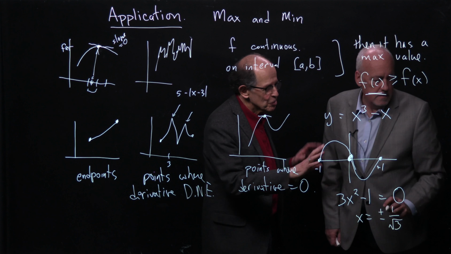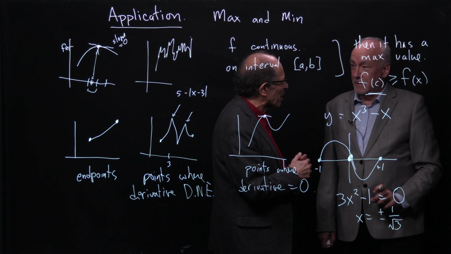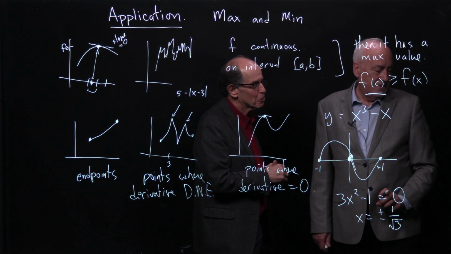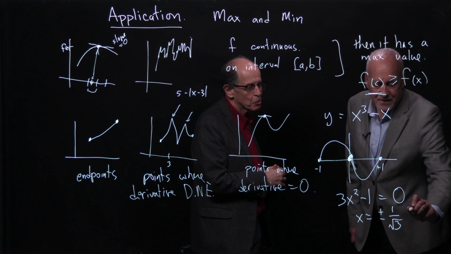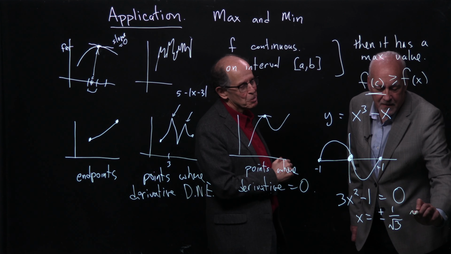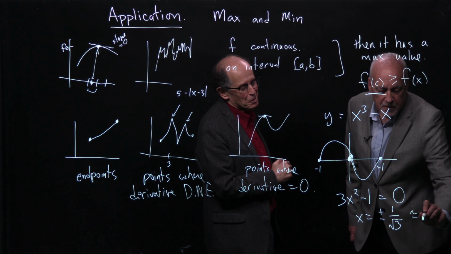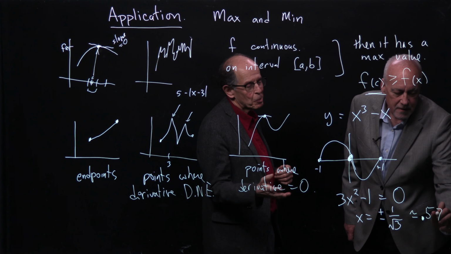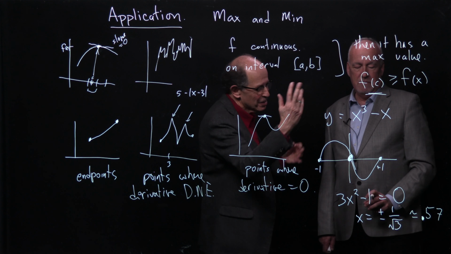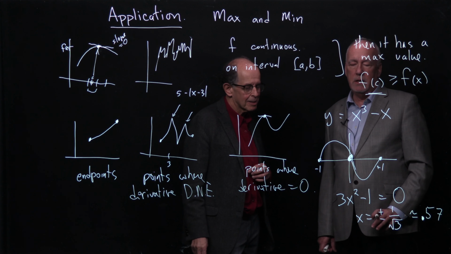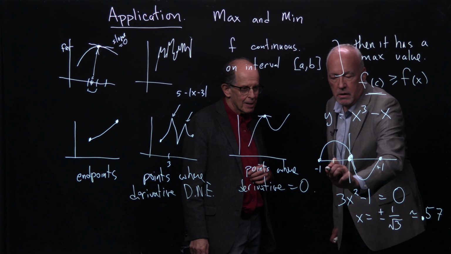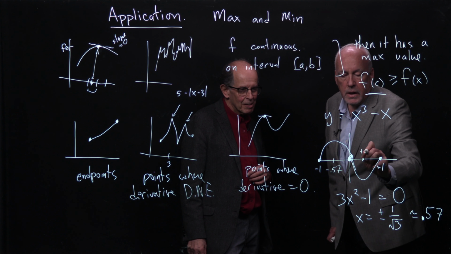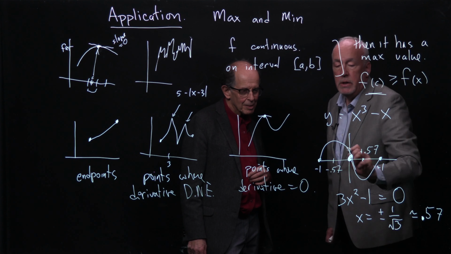And what's root 3? Approximately 1.7, something like that. So it is 1 over 1.7. So in very rough terms, around 1 over... I'm going to cheat and say I know it's 1 over 1.7, so 0.57. That's what I was going to say. 1.7 is kind of close to 2, so roughly a half. So that means this maximum and minimum are happening here at minus 0.57 and plus 0.57.